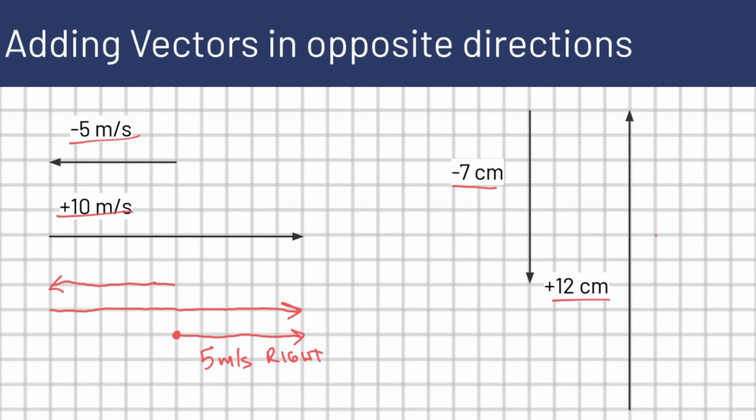Now let's look at our vectors going north and south here. Let's draw our first vector. We have 7 centimeters going downwards. 1, 2, 3, 4, 5, 6, 7. Then we have 12 centimeters going upwards. And remember, we start at the head of the first vector, and we put the tail of the second vector at that head. So we go up 12 centimeters.